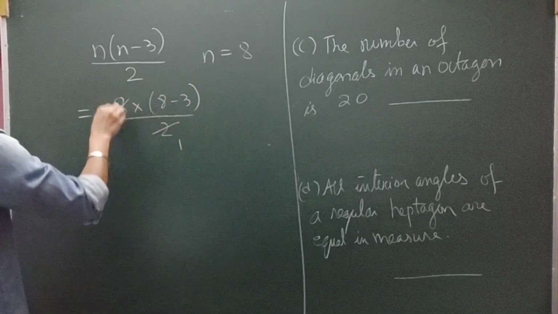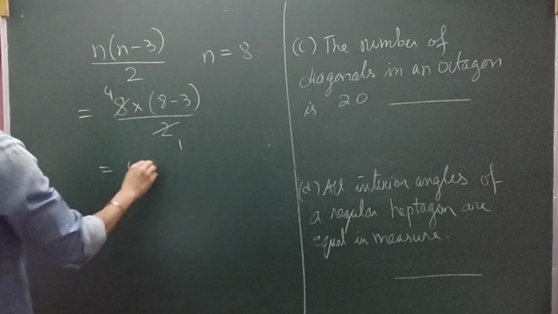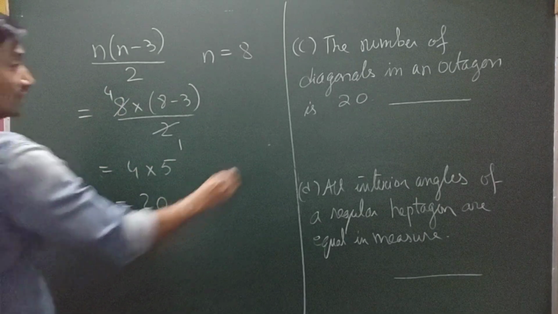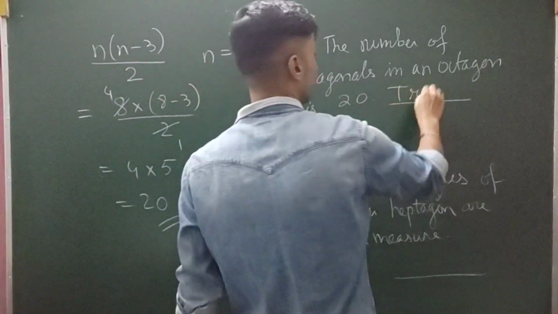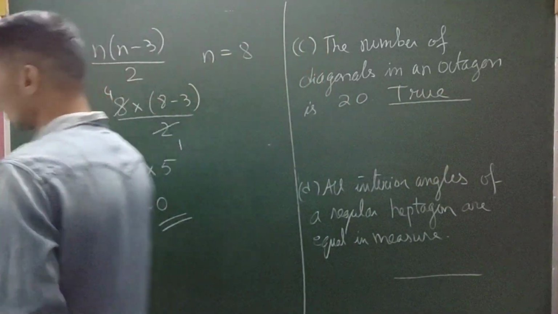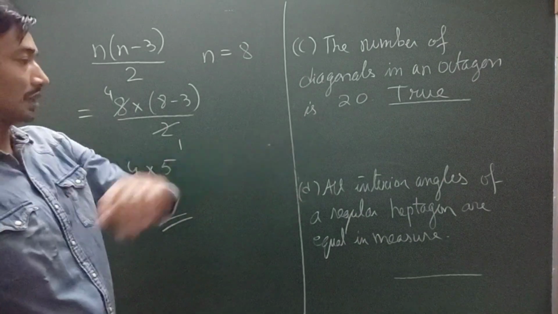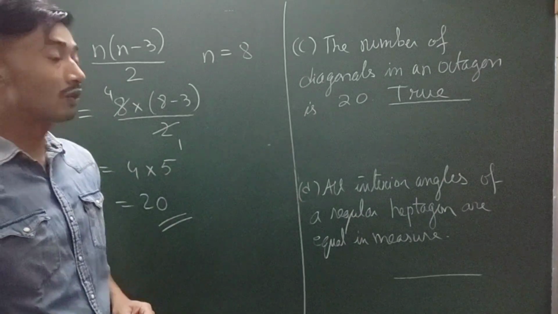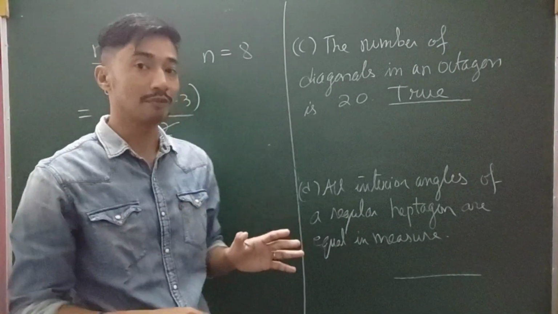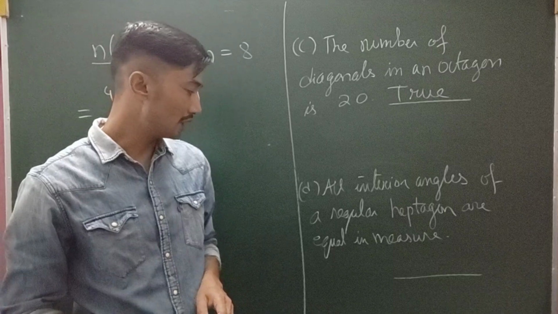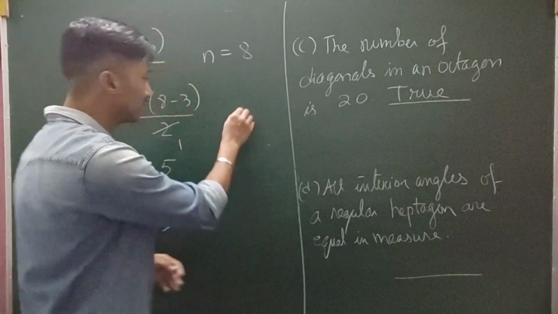So let's use 8 into 8 minus 3 by 2. 2 ones are 2, 2 fours are 8. So 4 into 8 minus 3, 5. 4 fives are how much? 20. Yeah, this one is true. Chalo, and this one is true. Alright. Next, all interior angles of a regular, meaning all sides are same, regular heptagon are equal in measure. All the interior angles.